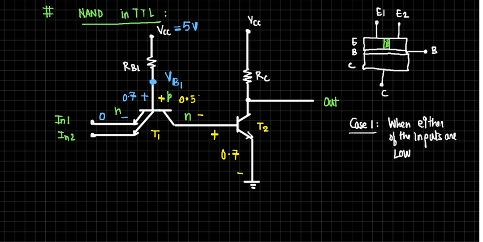If T2 is off, what is the output voltage, you tell me? If this is off, that means IB2 is 0, let me draw that. If IB2 is 0, IC2 is 0. If no current is flowing, what is the output, you tell me? VCC, that means high. So the output in this case is high.